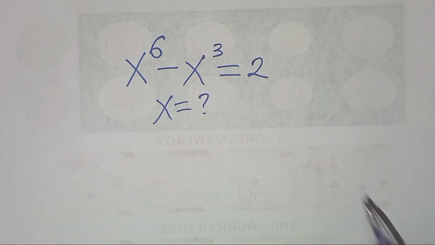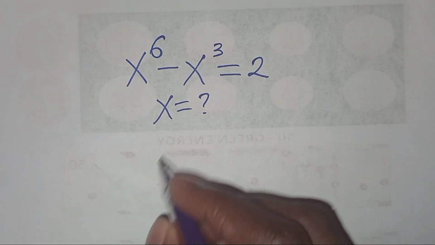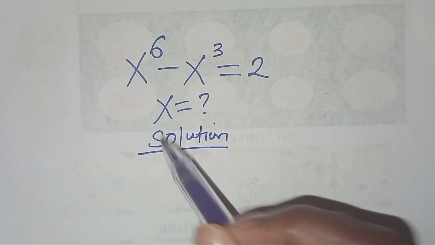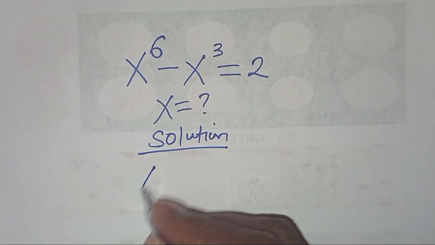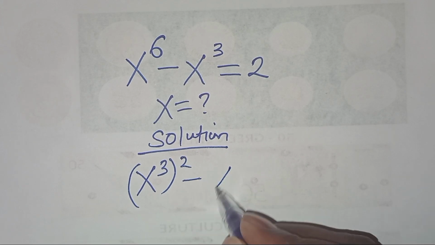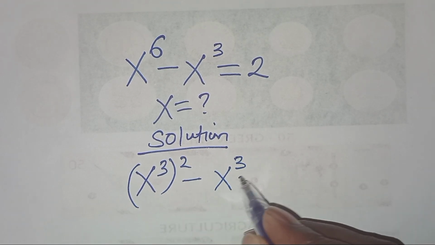Now let's provide solution to this problem. So we have solution from here. We can express x to power 6 as x to power 3 squared, subtract x to power 3. This is equal to 2.